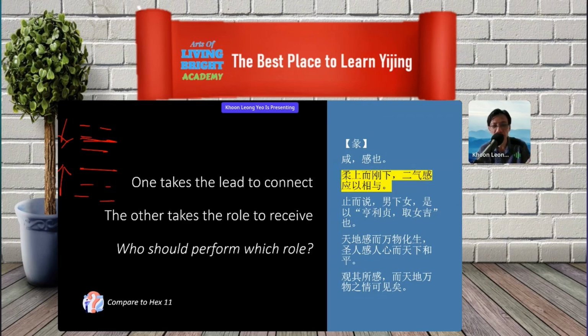usually by default the guy chases after the girl, courts the girl. Okay, and the girl ultimately has to decide whether she wants to receive or not, or reject totally. If she receives, it means they have a relationship, they can go steady.